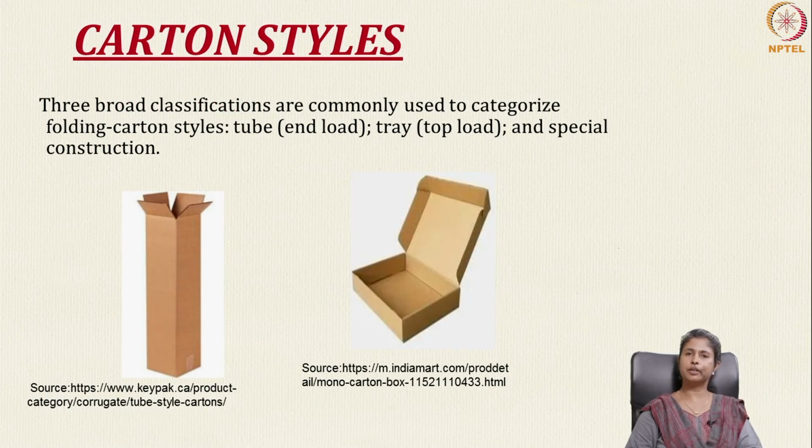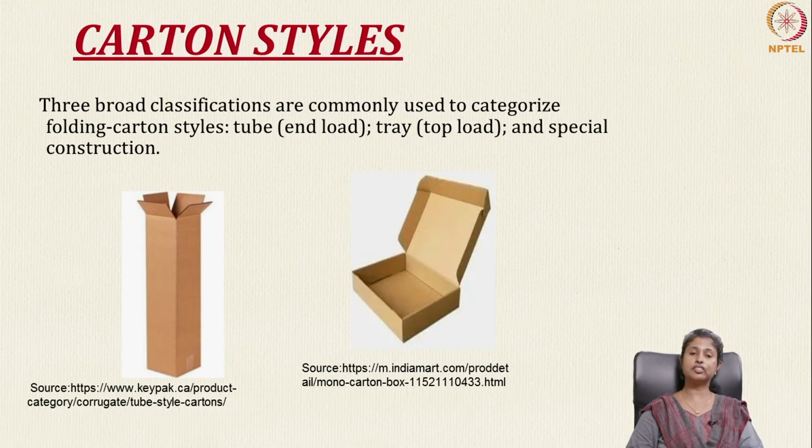Carton styles that we commonly see. Three broad classifications are usually there. You have the tube end or the end load. The second one is called a tray or the top load, and special constructions can be done according to the manufacturer. The first picture here is the tube end load one, where the carton is in a tubular shape and the final load sealing is on the one end.